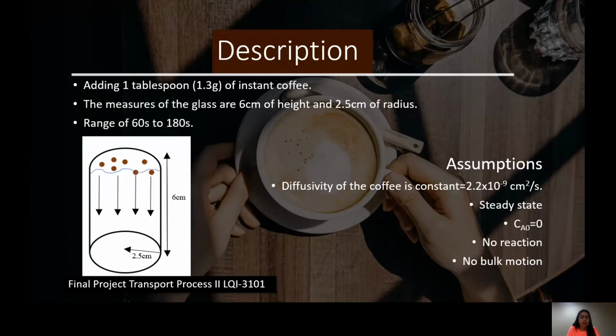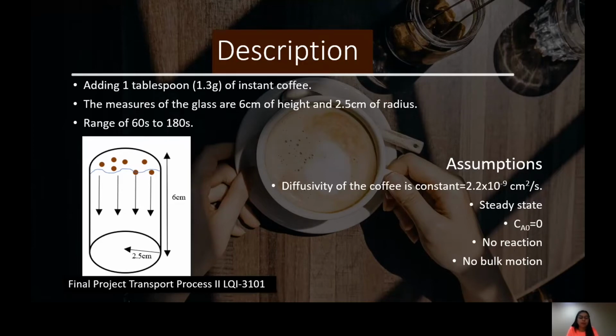We know that the measures of the glass are 6 centimeters of height and 2.5 centimeters of radius. Assumptions are the diffusivity of the coffee is constant and is equal to this value. The solubility of the coffee is 2.17 grams per cubic centimeter, and the concentration must be estimated over time, in a range of 60 seconds to 180 seconds.